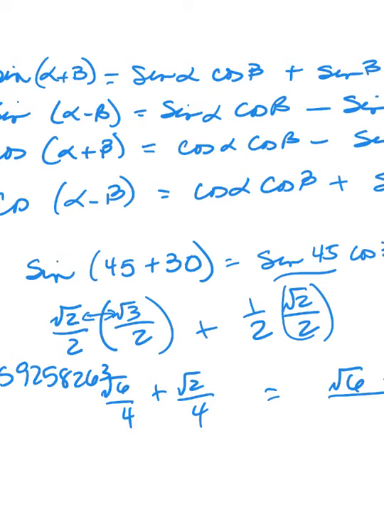Okay. Everybody type this in your calculator. Type root 6 plus root 2 and hit enter, and divide by 4. Do you get the same ugly decimal? Yeah. Then that means that you are correct, but it's in radical form.